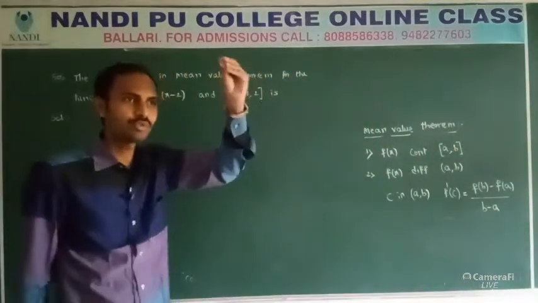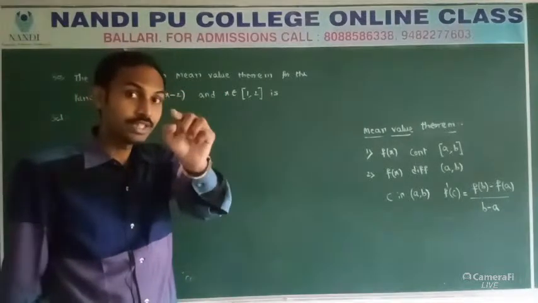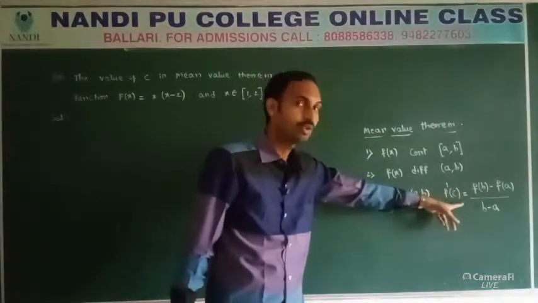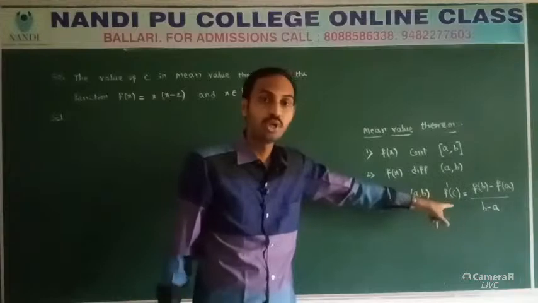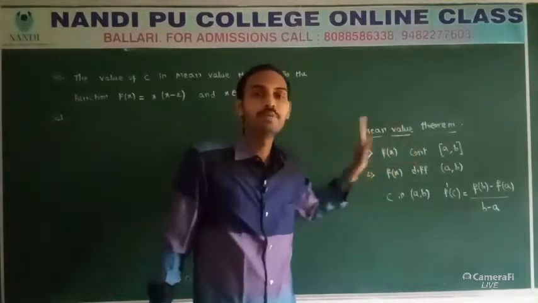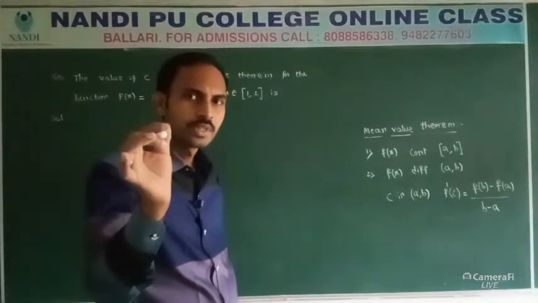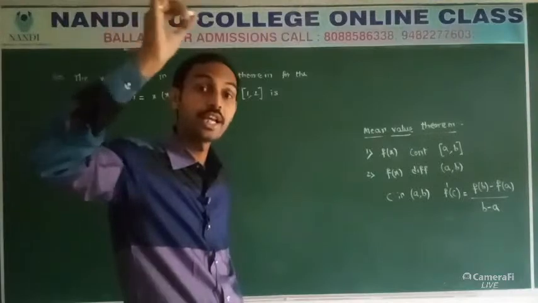Continuity and differentiability have to be satisfied. After that, there exists a real number c in that interval, at which the derivative is equal to (f(b) minus f(a)) by (b minus a). This is the formula to get the value of c in the mean value theorem. The mean value theorem is also called Lagrange's mean value theorem. Name of the scientist, Lagrange.